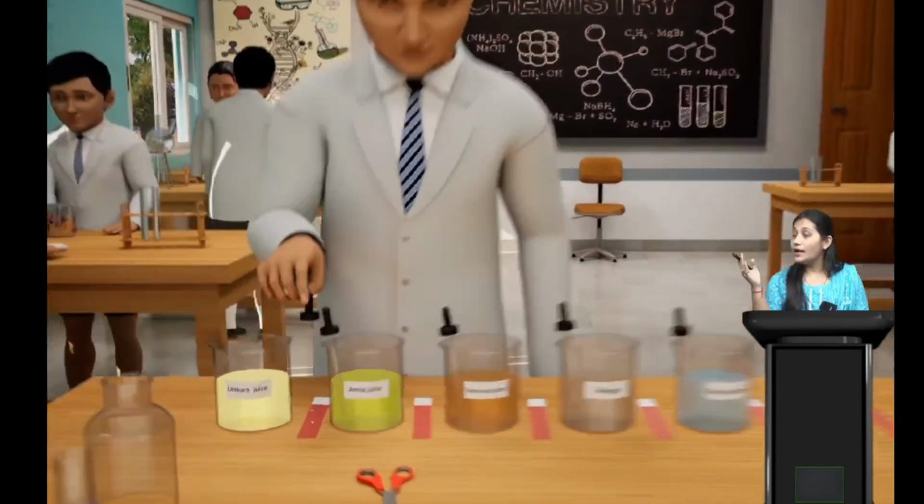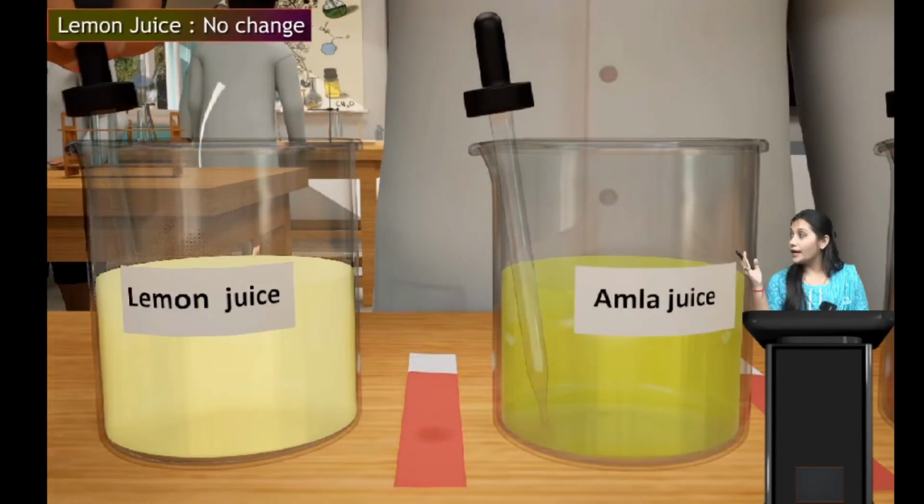So the first one is the lemon juice. The boy gave one drop of lemon juice on the red litmus paper. It shows no color change. But when we gave that lemon juice on the blue litmus paper, it changed its color into which color? Very good. It changed its color into red.